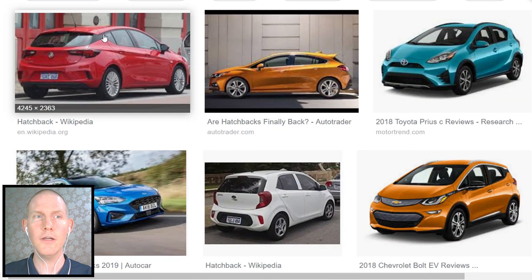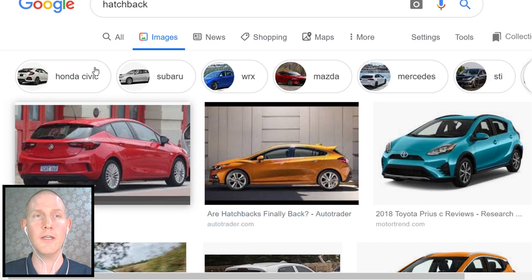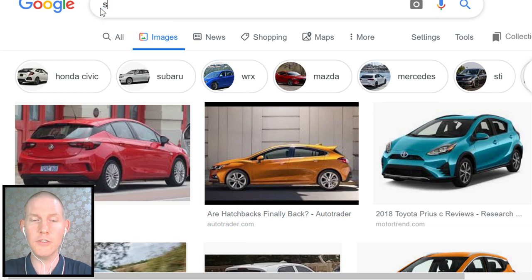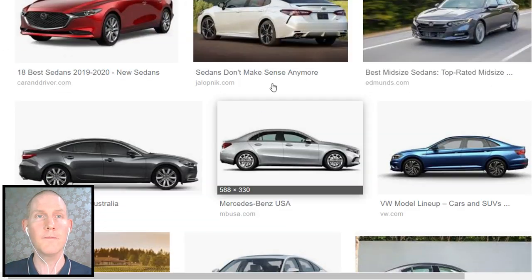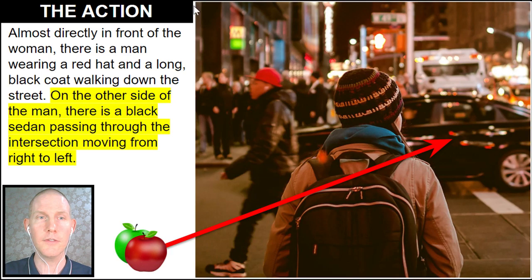Hatchbacks are cars that have a special trunk in the back, kind of an extra fifth door that opens like that. All right, so a sedan is just a kind of class of vehicle. And this car is moving through the intersection, all right?